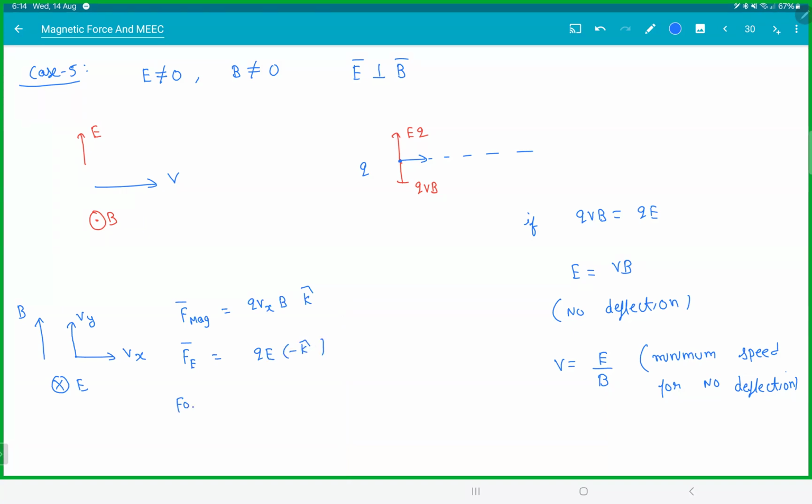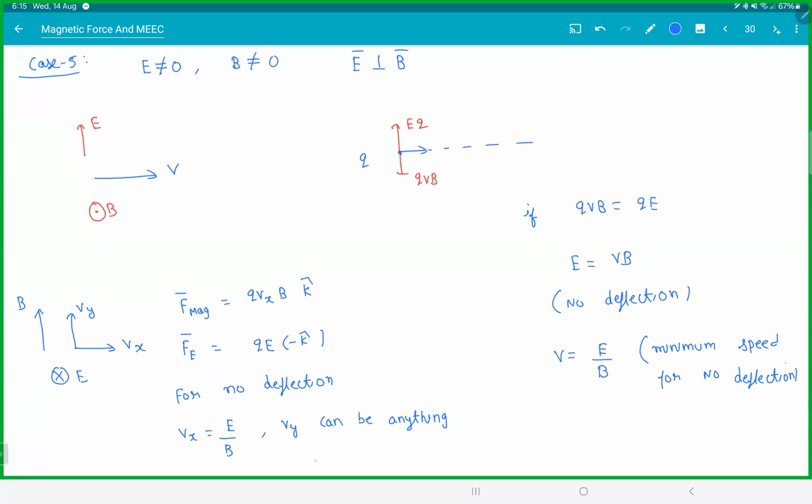So for no deflection, this is the actual condition. Vx must satisfy E by B. And Vy can be anything. It won't affect the problem. Therefore, the speed can be greater than E by B. So the speed of the particle can be greater than or equal to E by B. So what we derived here is a minimum speed condition. So be careful.